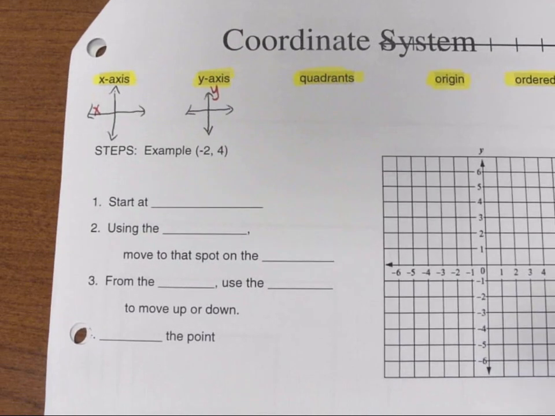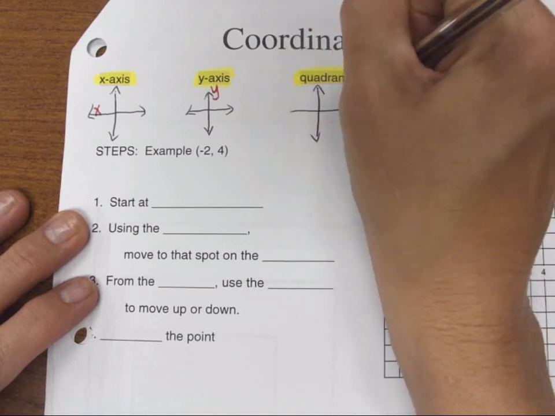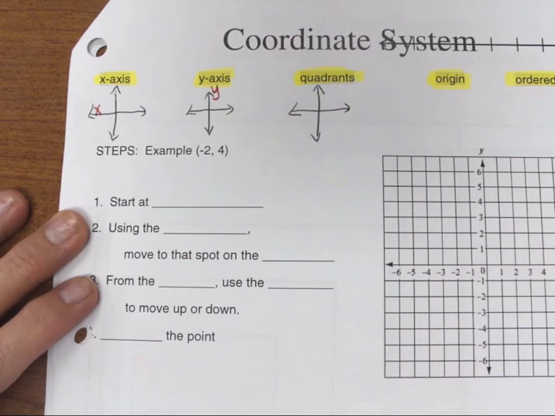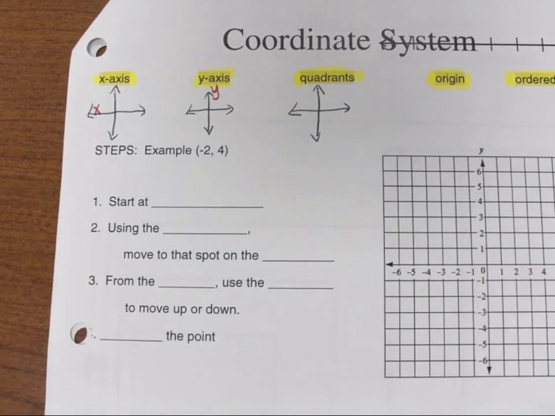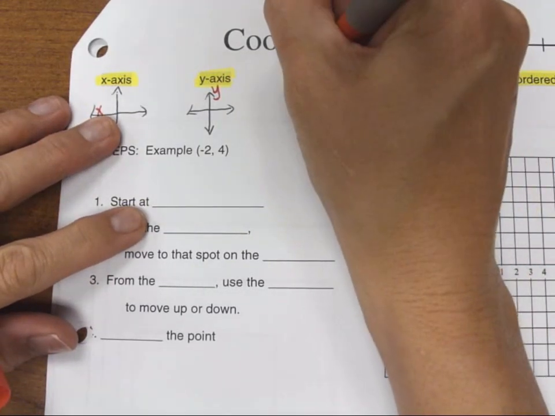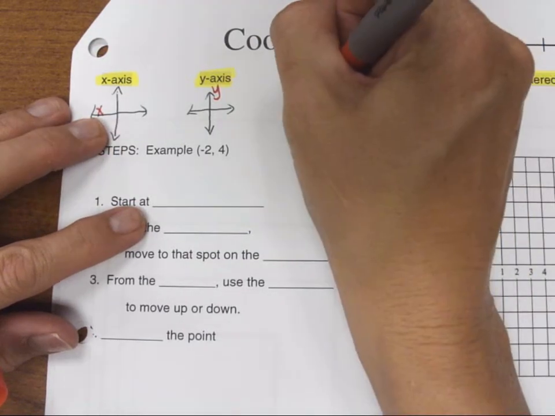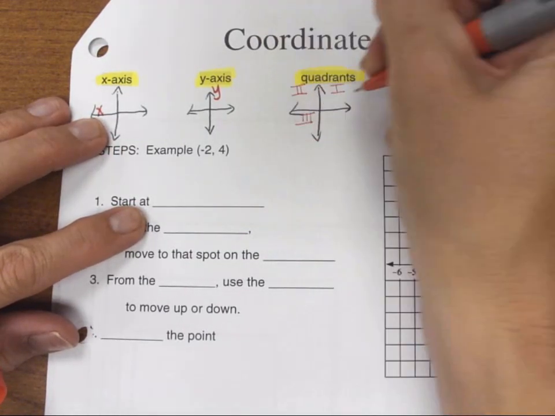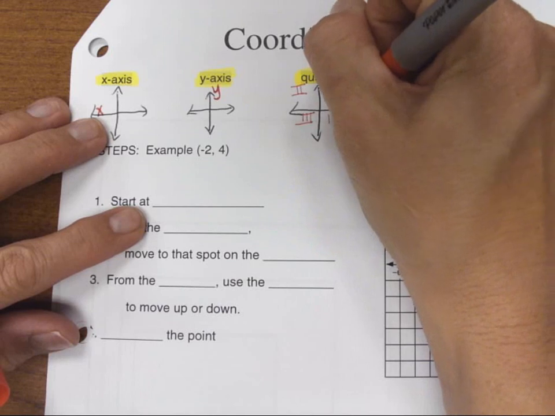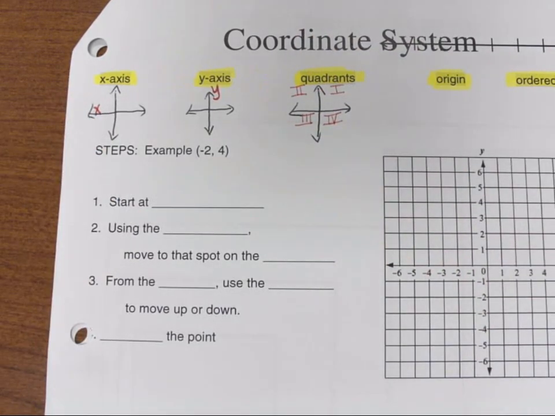Okay, and then quadrants. In your coordinate plane, you have 4 quadrants. This is quadrant number 1. This is quadrant number 2. This is quadrant number 3. And this is quadrant number 4, and they're always, for some reason, written in Roman numerals, just so you know.